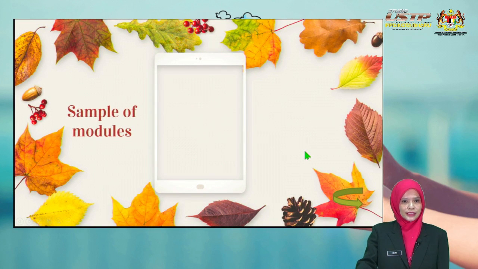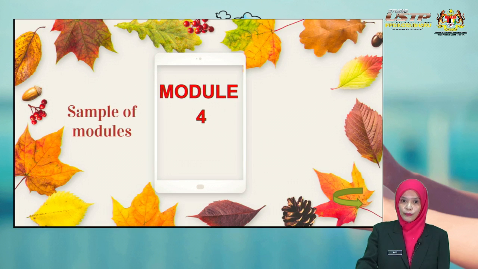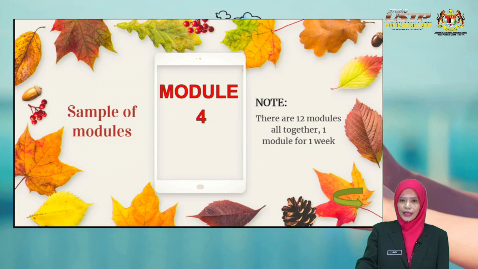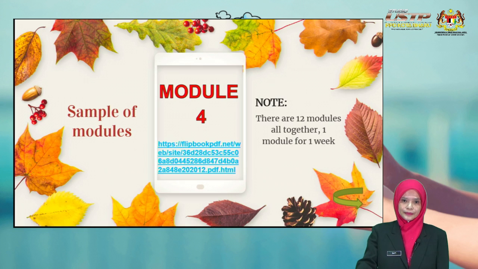And this is a sample of the modules. Module 4, we use Module 4 to teach tenses. And as I mentioned before, there are 12 modules altogether, one module for one week. Let's look at Module 4.